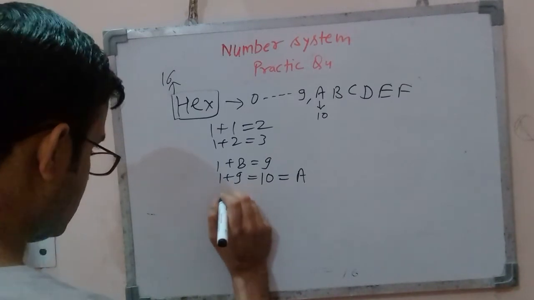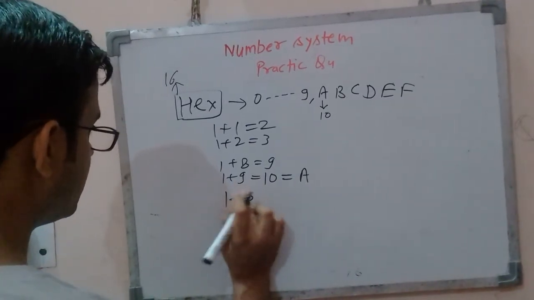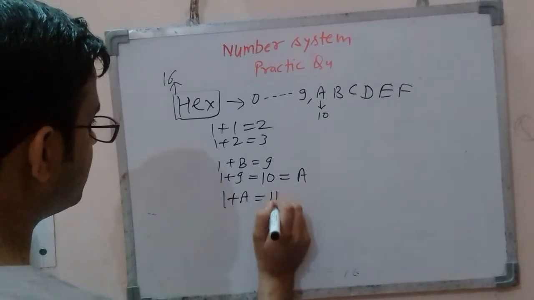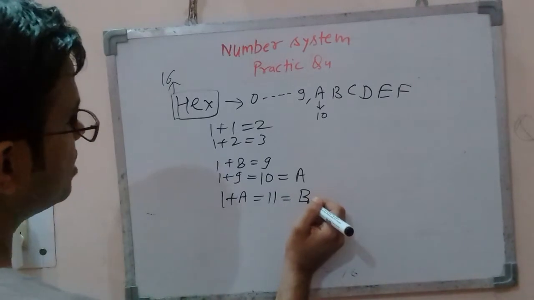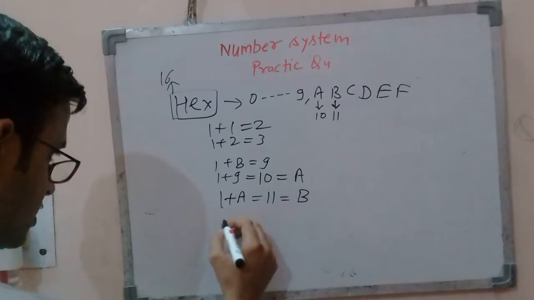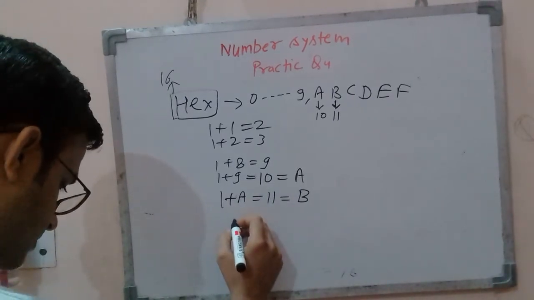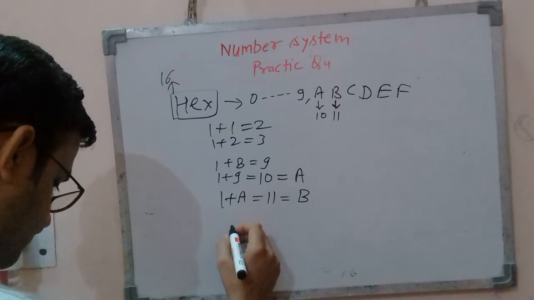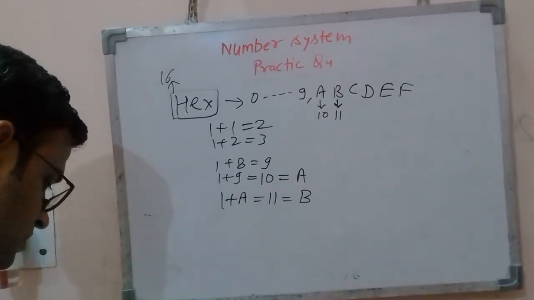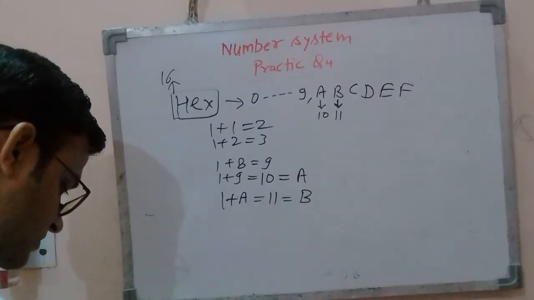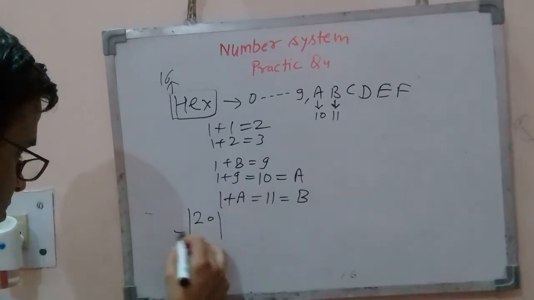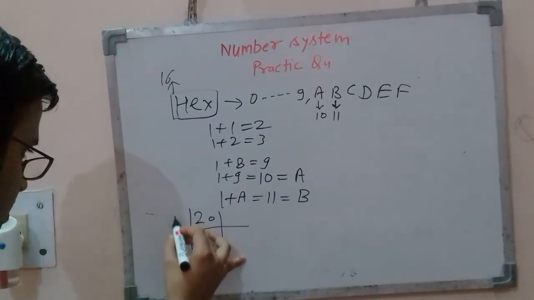Now 1 plus 10, or you can write 1 plus A. 1 plus A is nothing but 1 plus 10, which is 11. 11 is the representative of B. That means B is 11. Similarly, you can write down other numbers. So suppose there is one number, 20. Decimal number 20, you want to convert into hexadecimal, then how to convert?